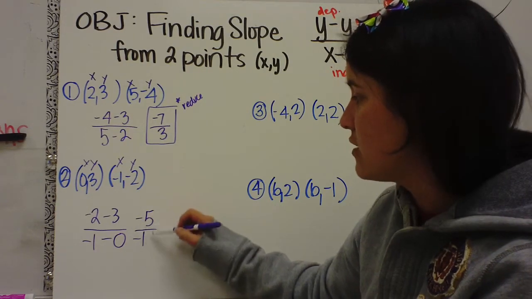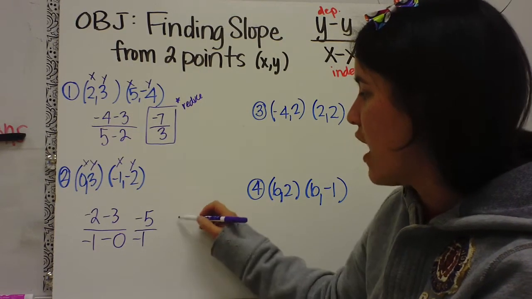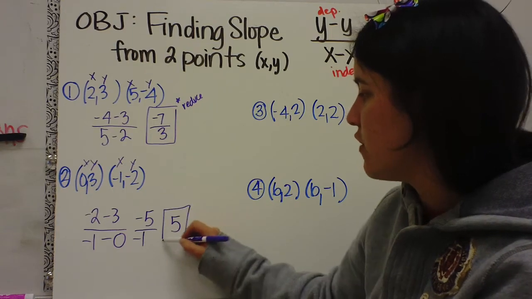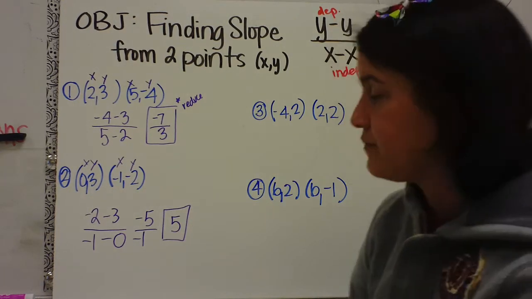So the two negatives cancel. 5 divided by 1 is 5, so the answer is 5. So you have a positive 5 slope.